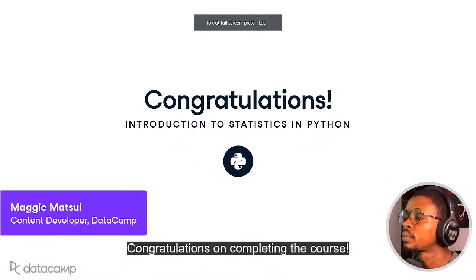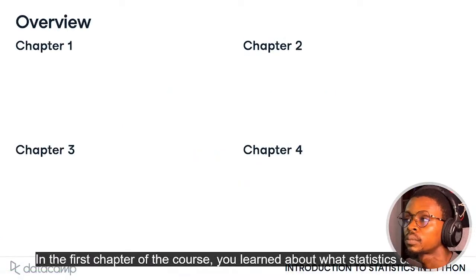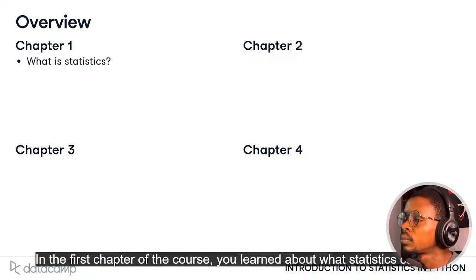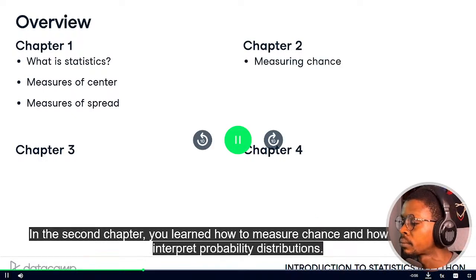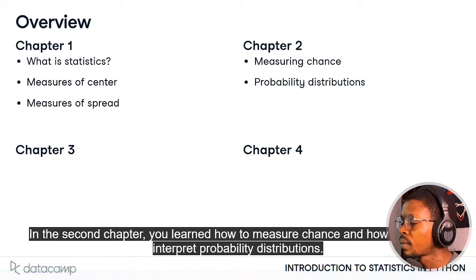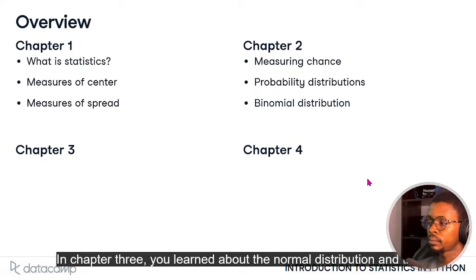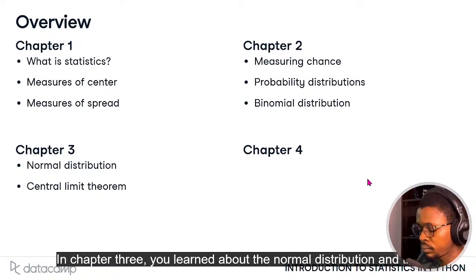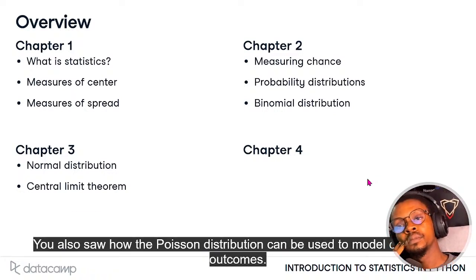Oh, congratulations on completing the course. You now have foundational statistics skills that you can use in your analyses and build upon further. In the first chapter of the course, you learned about what statistics can do, as well as summary statistics to measure the center and spread of a distribution. In the second chapter, you learned how to measure chance and how to use and interpret probability distributions. You also learned about the binomial distribution. In Chapter 3, you learned about the normal distribution and the central limit theorem, one of the most important ideas in statistics. You also saw how the Poisson distribution can be used to model countable outcomes.